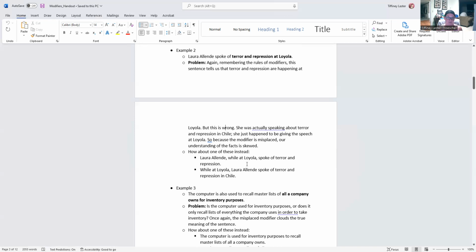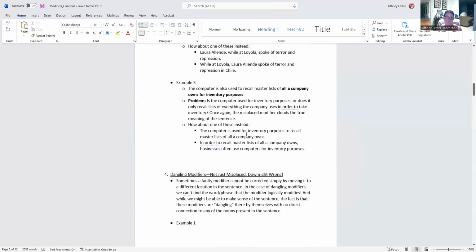Here's another example. The computer is also used to recall master lists of all a company owns for inventory purposes. All a company owns, here's the modifier, for inventory purposes. What is for inventory purposes? Well, all a company owns. That's what it goes with.